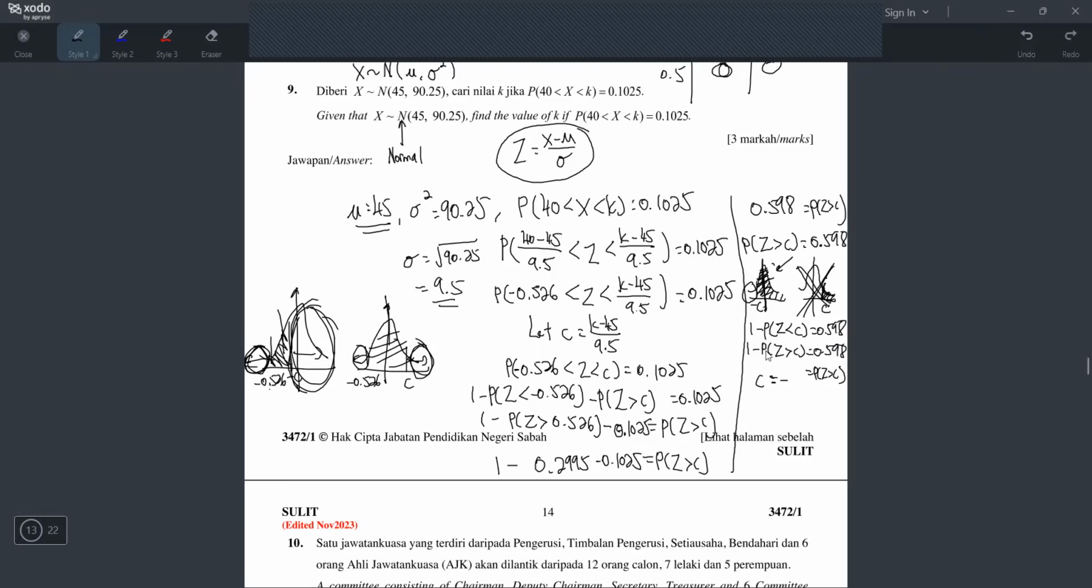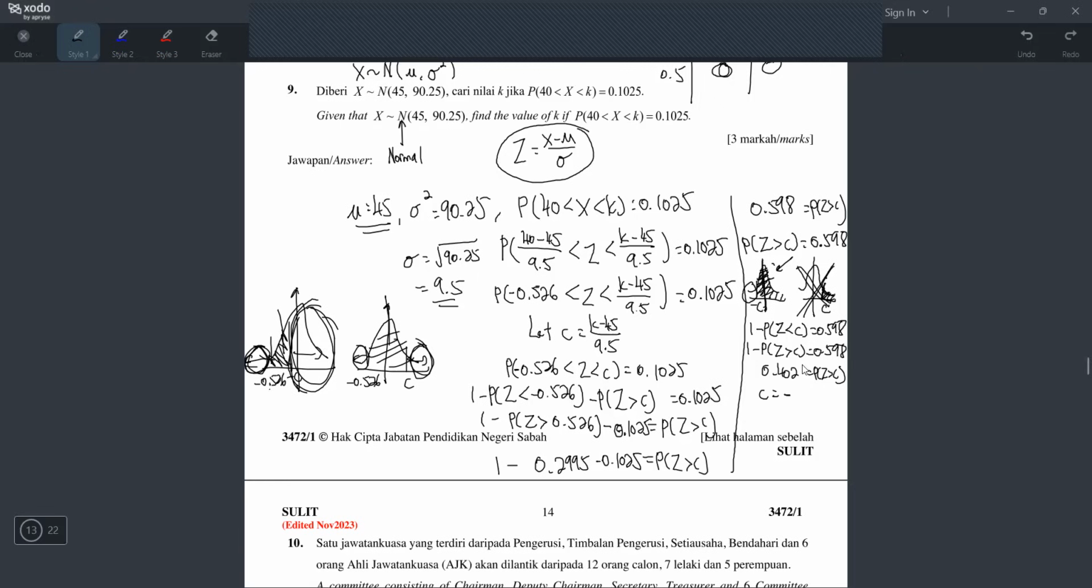You will move this whole thing to the other side, become PZ bigger positive C, and then the 0.598 move here, become 1 minus 0.598. So what is 1 minus 0.598? 0.402, right? So let's just erase this and write 0.402. Now only finally you can look at the table to get your C. And don't forget, you have to put the negative, right?